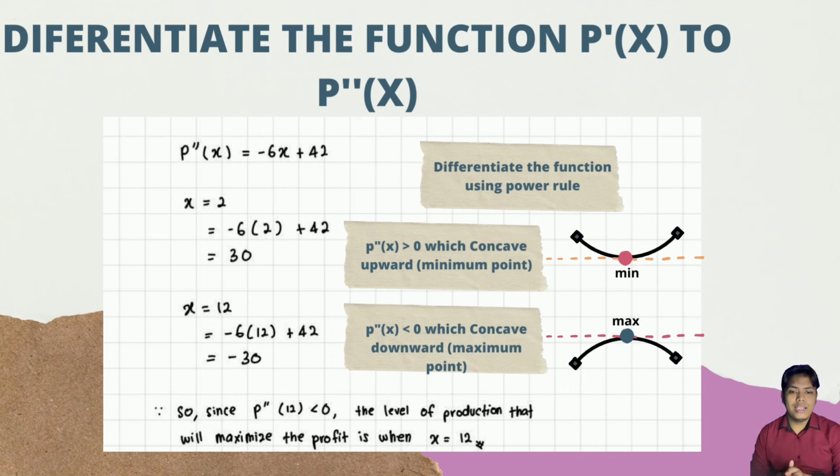For x equal to 2, we will get 30, which means the second derivative of P(x) is more than 0, which is concave upward. And for x equal to 12, we substitute into the second derivative function and we will get negative 30, which is concave downward, a maximum point. So what I can conclude here is that since the second derivative of profit is less than 0, the level of production that will maximize profit is when x equals 12.